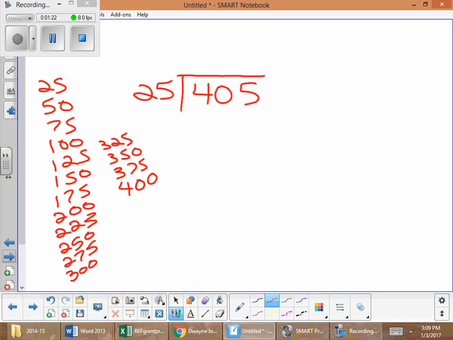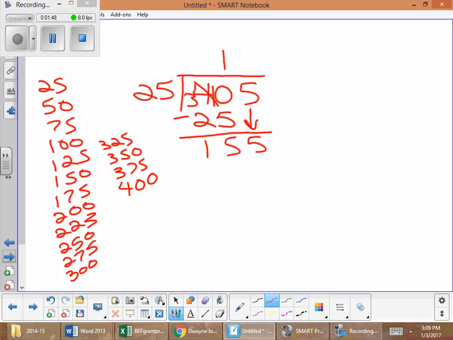You have to remember, you start to ask yourself, can 25 go into 4? It does not. Can 25 go into 40? Yes, it can, one time. So I'm going to put the 1 up here, and then multiply the 1 times the 25, which equals 25. After that we subtract. 10 minus 5 is 5, and we have 15 down here. Is 15 smaller than 25? Yes, it is, which means we can move on and bring down the 5.